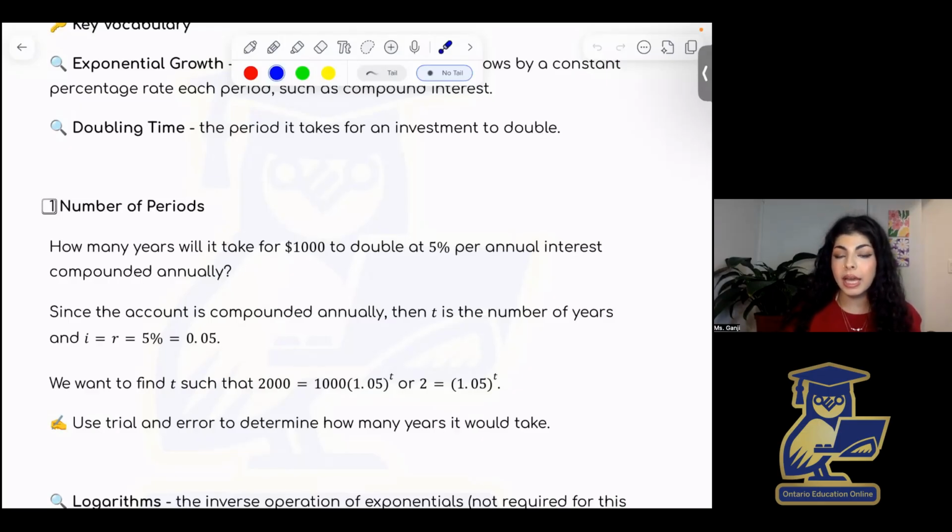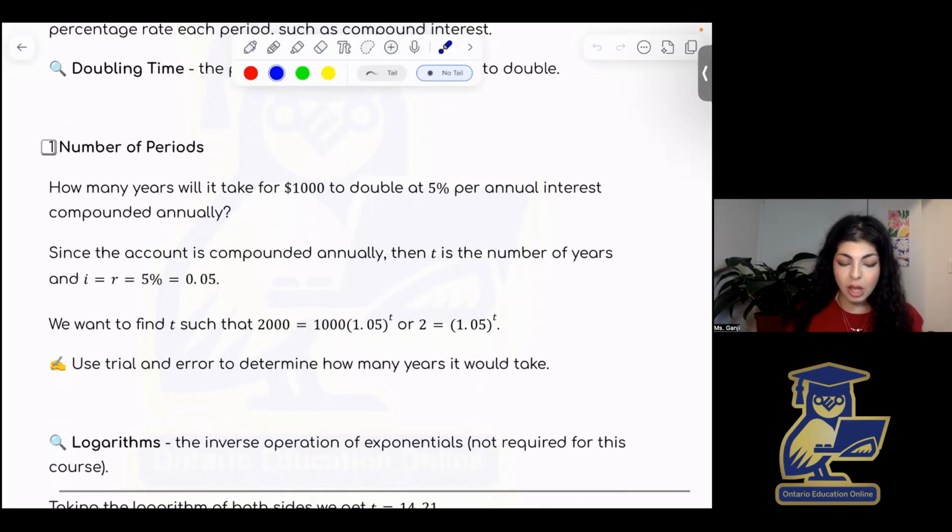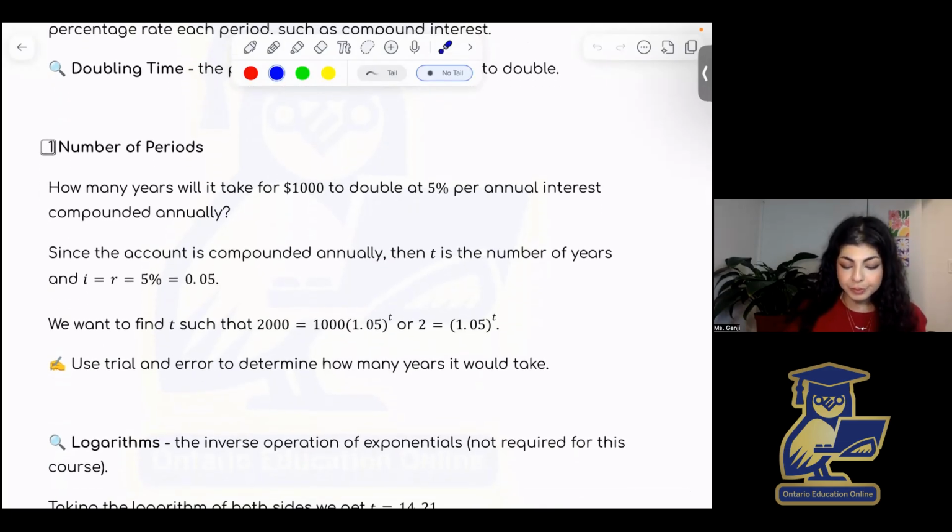And there is actually an inverse operation for exponentials, and it is logarithms. So the definition of logarithms would be the inverse operation of exponentials, and it pretty much would tell us what that value of t is. And so I will include a link for you if you are interested to learn more about logarithms, but you can always search that on your own as well.